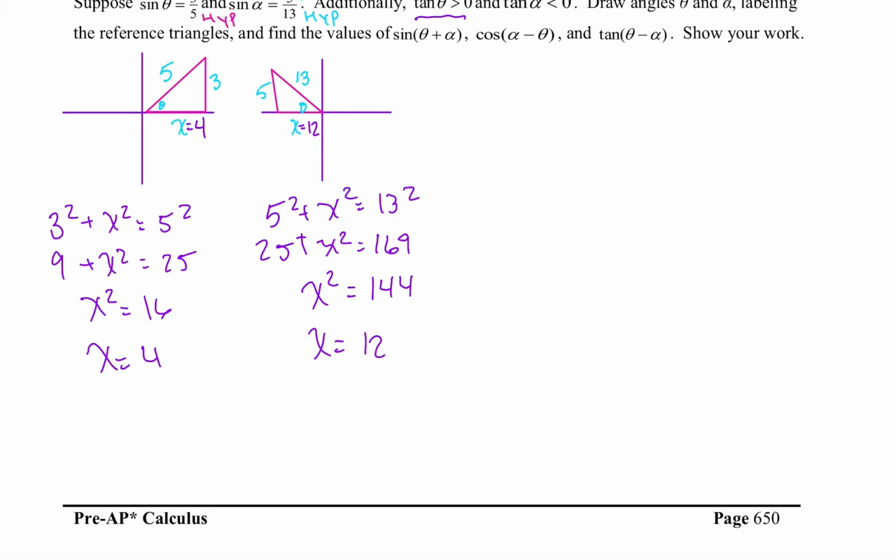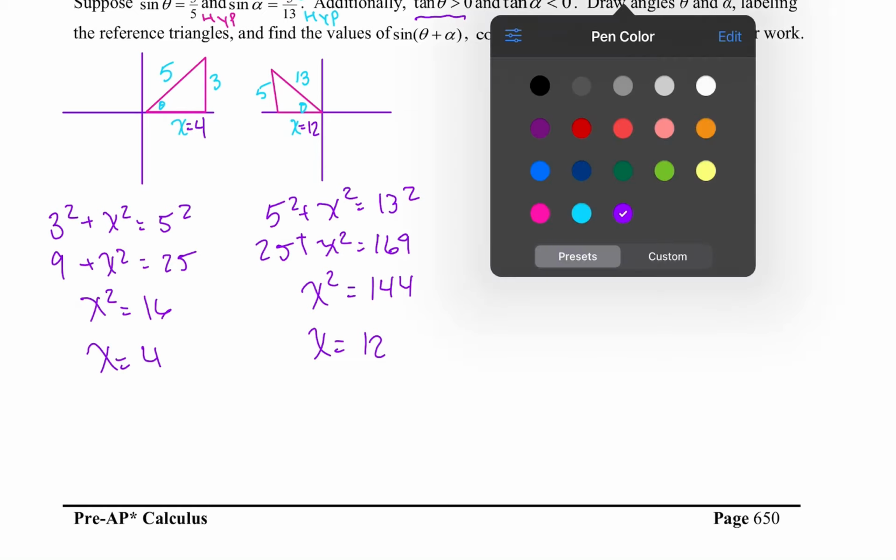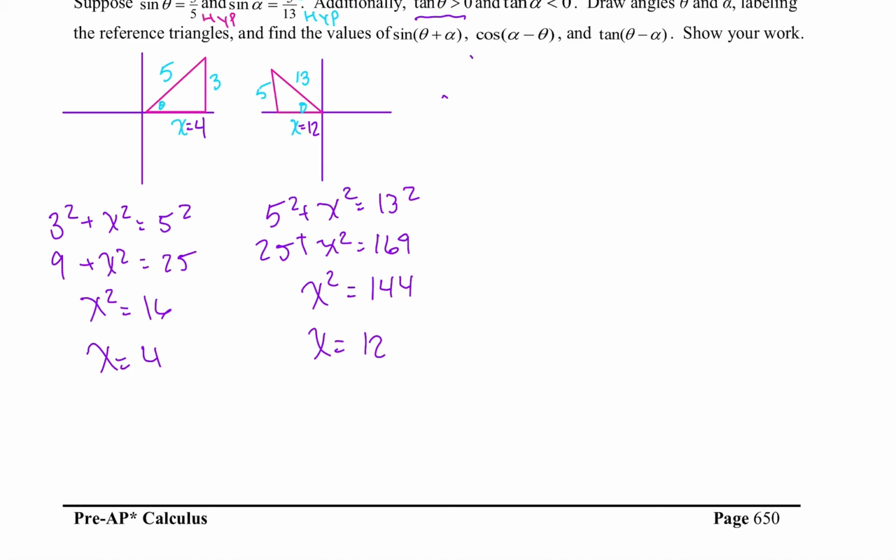So the question says, what is the sine of theta plus alpha, cosine of alpha minus theta, and then tangent of theta minus alpha? So let's start with this first one, the sine of theta plus alpha. We just talked about this formula. What we do for this formula is you do sine of theta times cosine of alpha, keep the sine, and do the opposite, cosine of theta, sine of alpha.